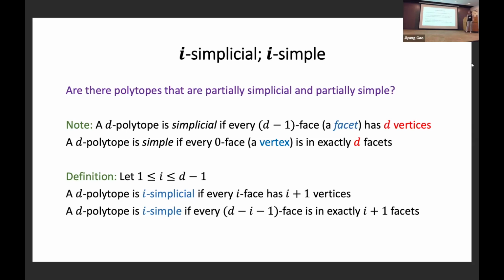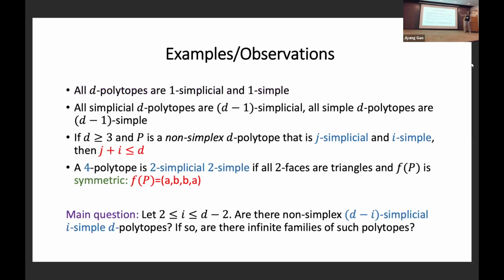Okay, so let's think what being just plain simplicial means in this terminology. Plain simplicial means that you're d minus one simplicial. And being simple just means that you're d minus one simple, right? Because if i is d minus one, then here I precisely get that every zero-face is in exactly d facets. Okay, so these are the first two observations on this slide.